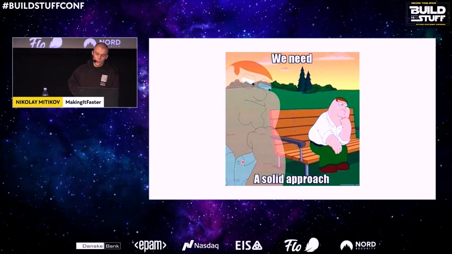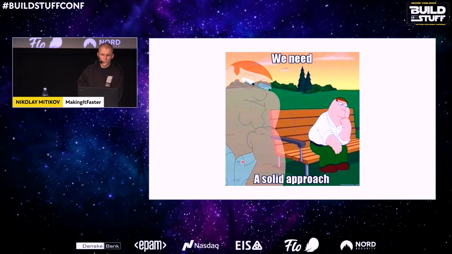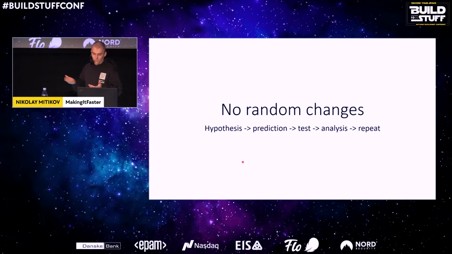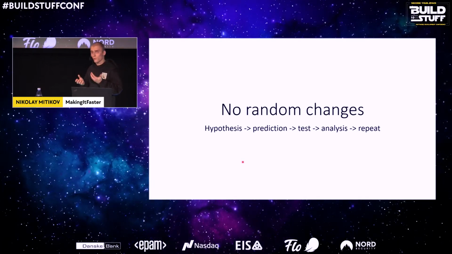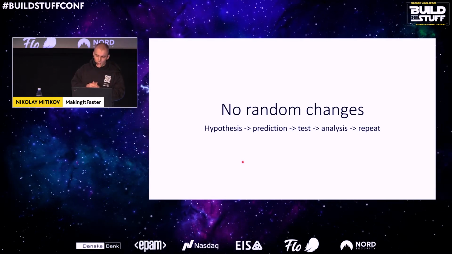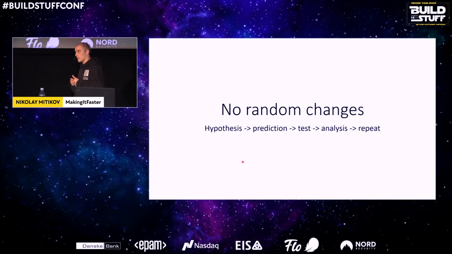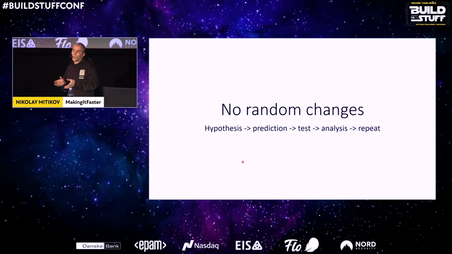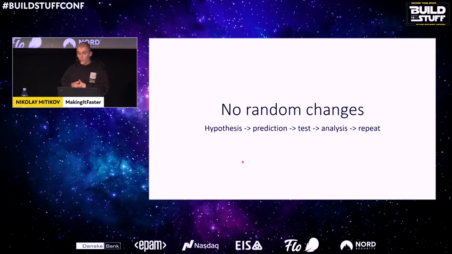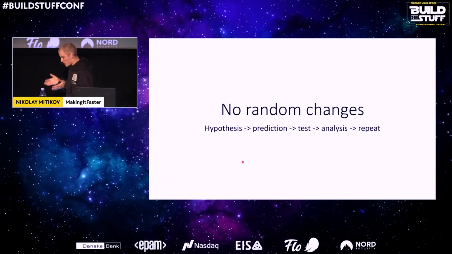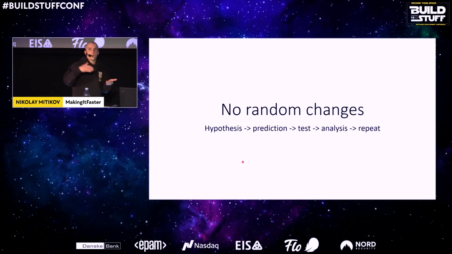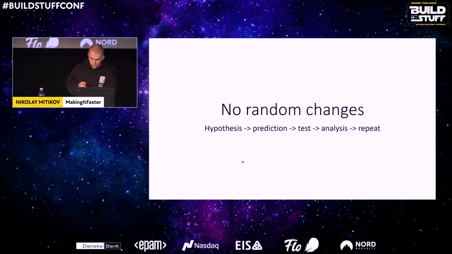We want a solid approach. Jokes aside, how to do it the right way. No random changes, right? After the problem statement is defined, we should try to land on an initial hypothesis. What's happening? Then we need to make a prediction: if that's the problem, then we could test it that way. We could measure the results and repeat, right? For example, our page loads slowly because cache sizes are too small. We can increase the cache sizes and the page would load faster.